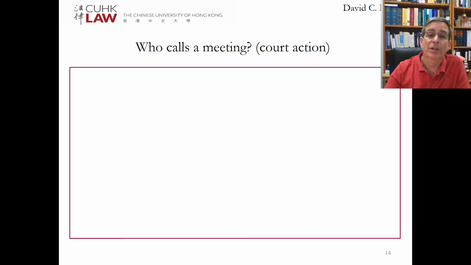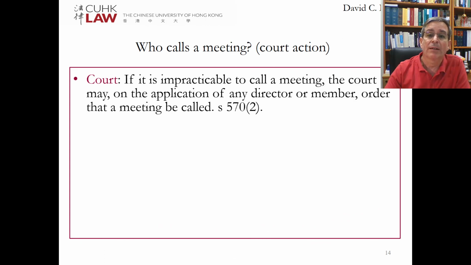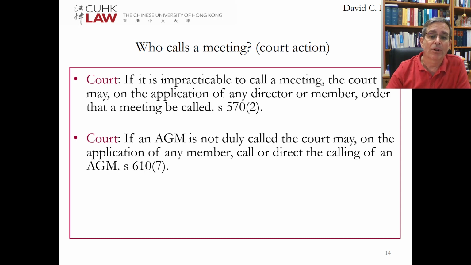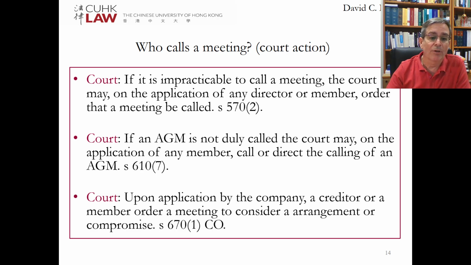The court may also get involved to call a meeting, if so requested by members or a member, on the grounds that it is impracticable to call a meeting in the normal course of affairs. Also, if the AGM is not called, the members may bring this to the court's attention, and they may call a meeting. And then also a creditor may ask the court to call a meeting, and this would be in particular with schemes of arrangement, reorganizing the debt of a company which is on the brink of insolvency.